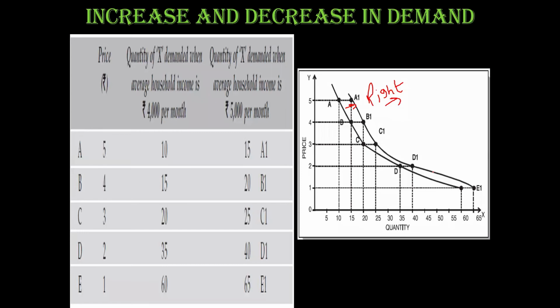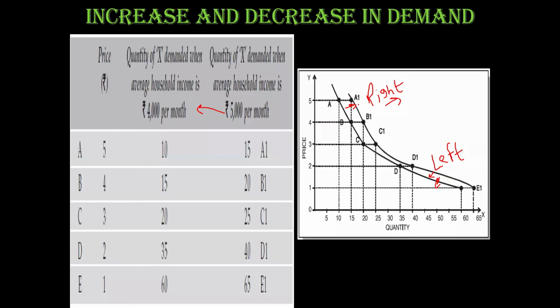But if we see this in reverse, when income decreased from 5,000 to 4,000, suppose here income is decreased from 5,000 to 4,000, then the same demand curve will shift left side. Right? When there is left side shift, here I write left side. So if there is a left side shift, what does it mean? It means there is decrease in demand. Here, increase in demand happened because of what? Because income increased, demand is increasing.